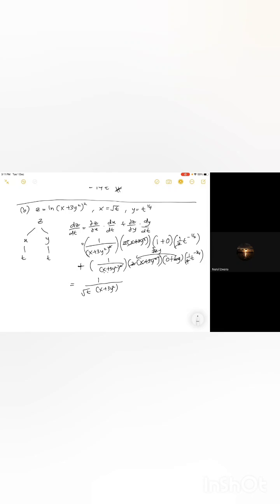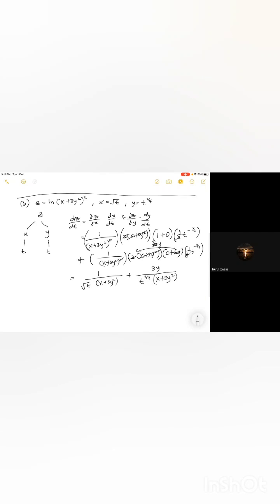Okay, dah tak ada dah ke atas. Plus atas 3y over t to the 3 over 4 x plus 3y squared. Okay, so this one you may proceed. Find the 1 over t. How to find the 1 over t? Substitute this x and y, this y as well, with this function.